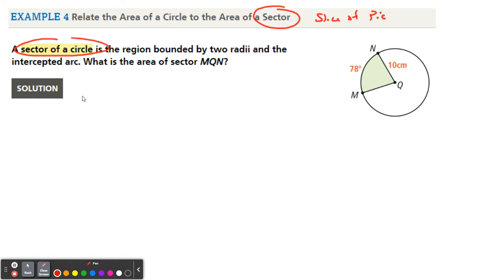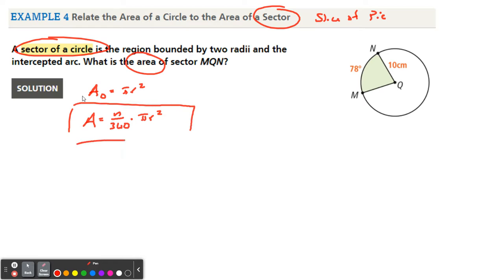And again, when you talk about the area of a sector here, it is the region bounded by the 2 radii and the intercepted arc. We want to know what is the area here of sector MQN. So the area of a circle is pi r squared. Just like we did with arc length, to find the area of a sector, you simply take the angle out of 360 times the area formula pi r squared. And there's our formula.